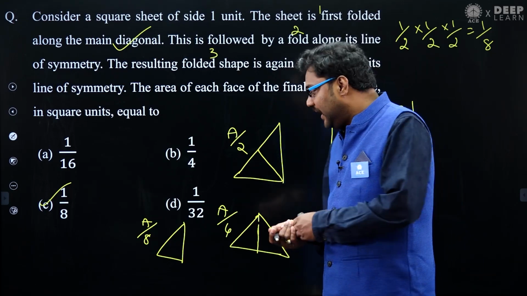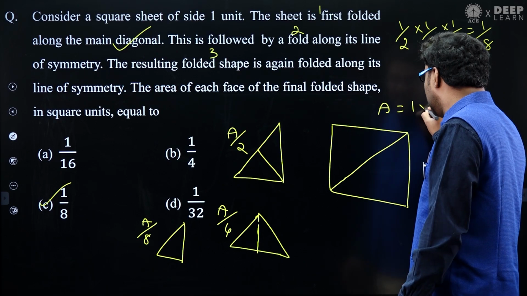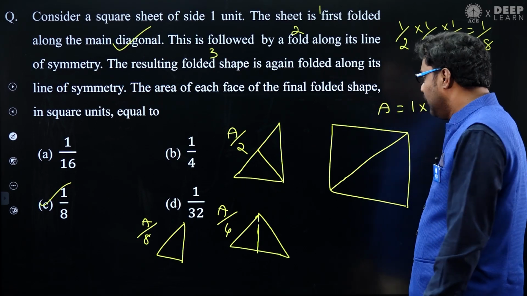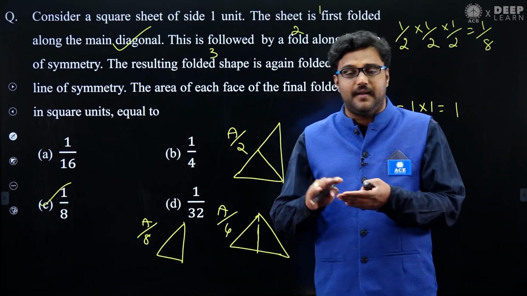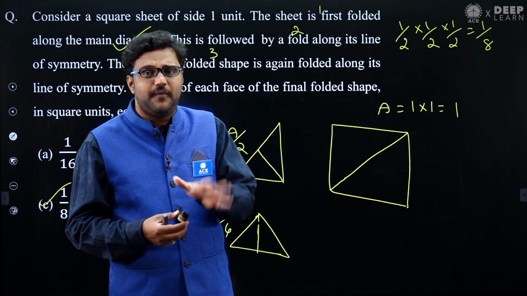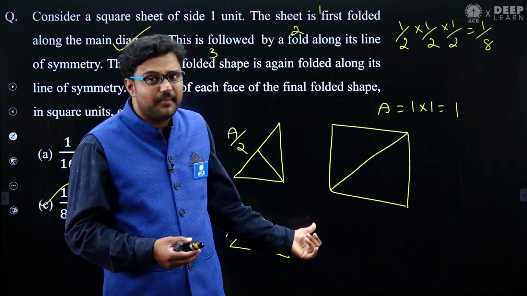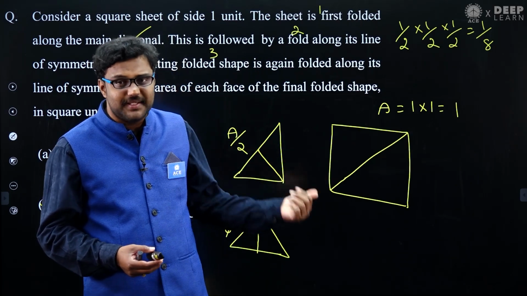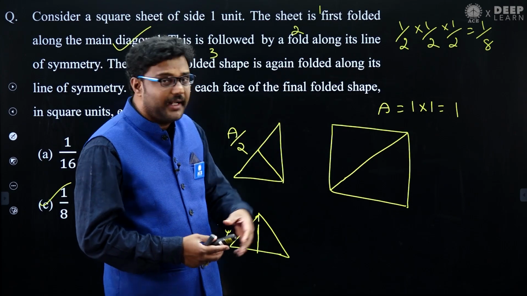A value is 1 because the sides are 1. Using that, we keep dividing by half, half, half. Each time when you fold, it becomes half. If you perform this 5 times, it will become 1 by 32. 4 times means 1 by 16. Like that we have to go, my dear friends. Got it?